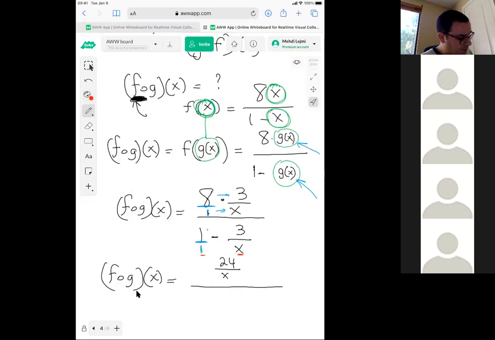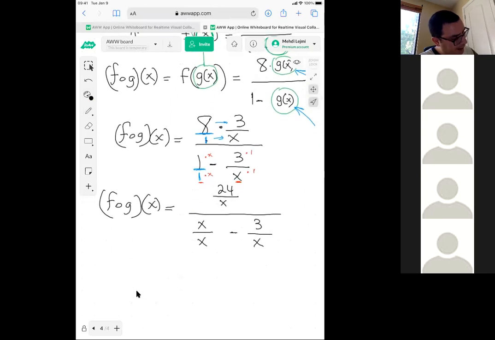So what you have to do is multiply by x in here and multiply by 1 here. So in the bottom, we're gonna have 1 times x is x over 1 times x is x, right? Common denominator, minus, and 3 times 1 is 3, and x times 1 is x, right? So again, guys, you need the common denominator, right? So now we still have this 24 over x in the top.